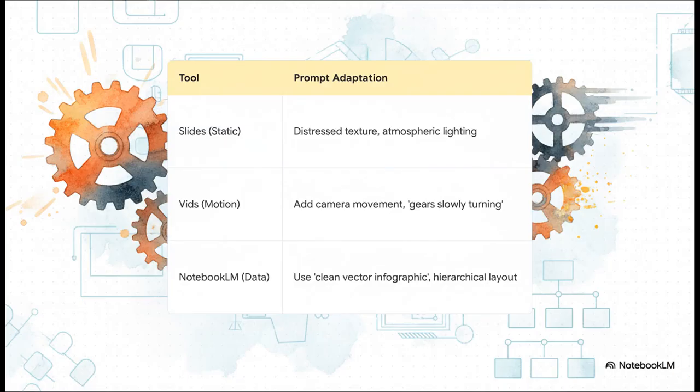This table makes it crystal clear. Let's take one core idea: interlocking industrial gears. For a static slide, we're focused on texture and light. But for video and Vids, we add action verbs: gears slowly turning, sparks flying, instant motion. And for data and NotebookLM, we dial back the artsy stuff and focus on being clean with clean vector infographic and hierarchical layout. Same core idea, just adapted perfectly for what you need.